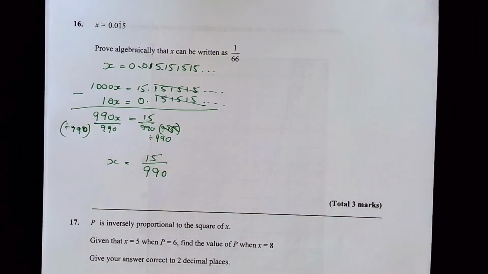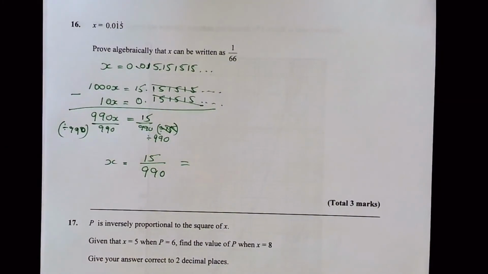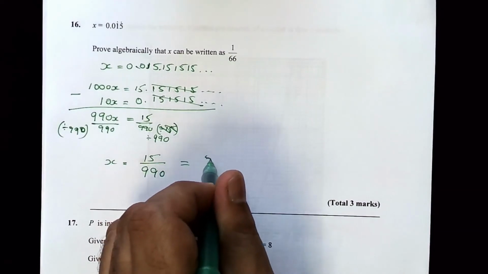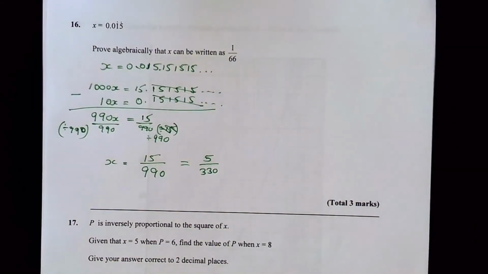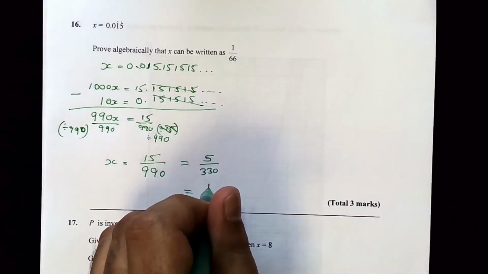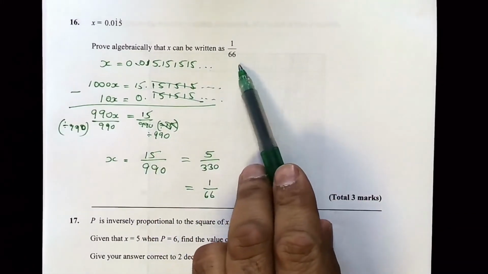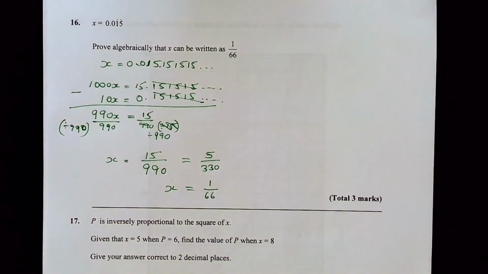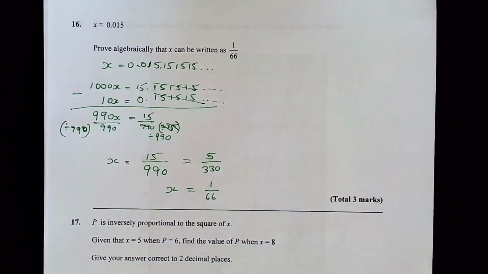And I can divide this, okay, both have a common factor of both 5 and 3. So if I divide it by 3, that will simplify to 5 over 330. And again, I can simplify it further to give me 1 over 66, which was what was required at the start. So x is equal to 1 over 66. So x, which was the recurring value, is equal to 1 over 66.